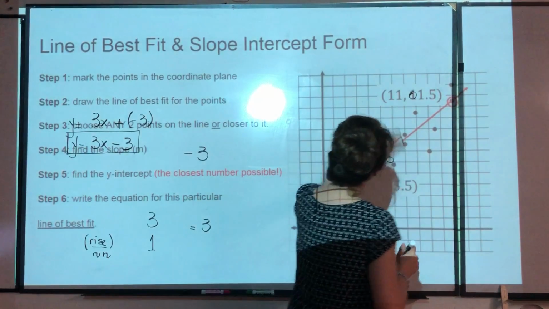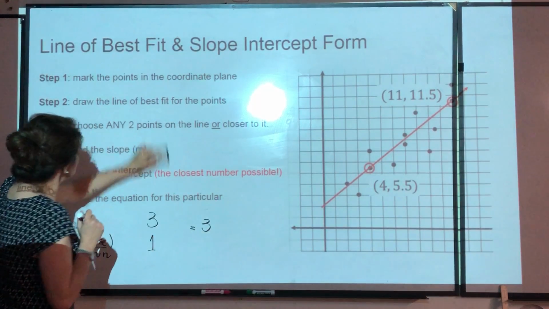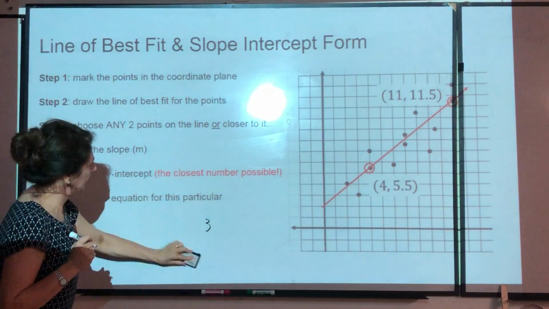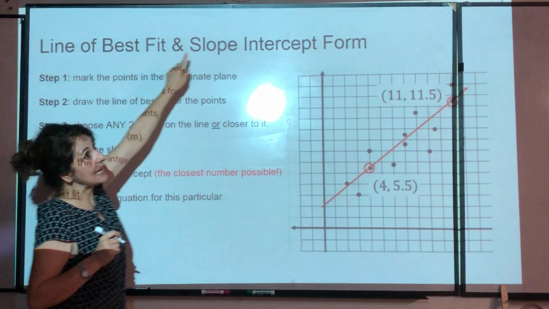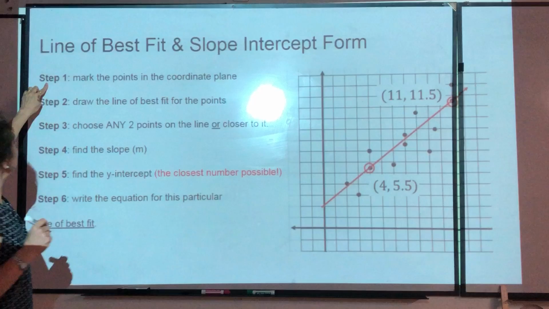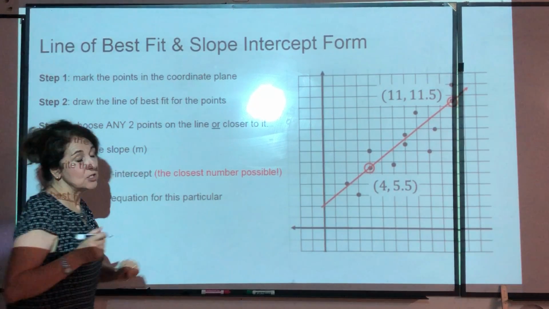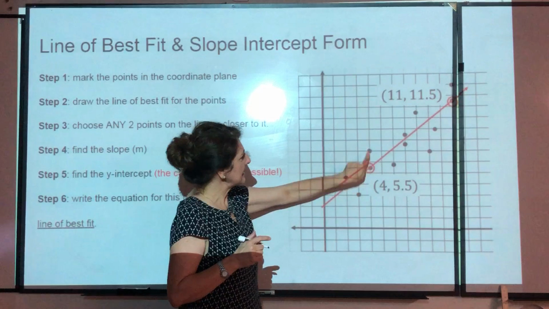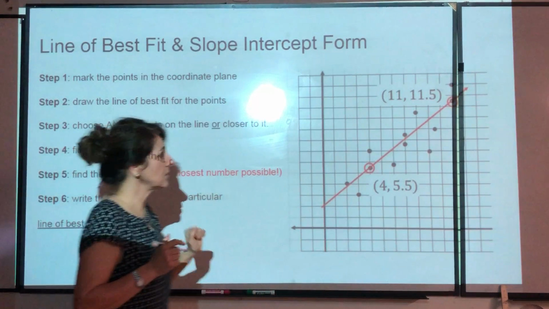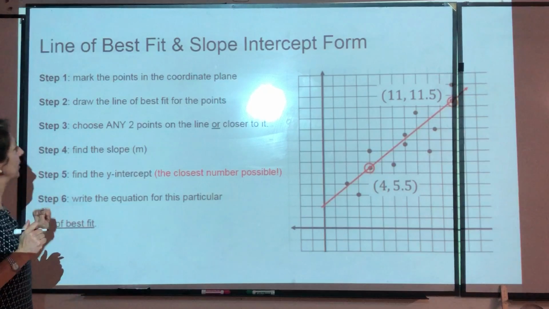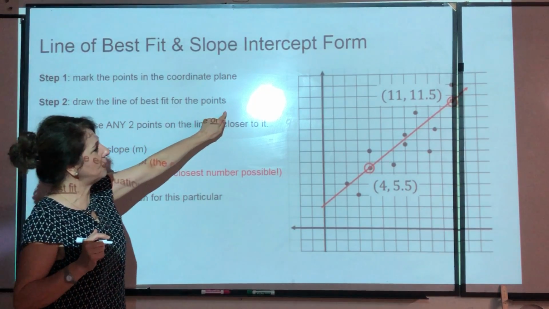Let me erase the information I have here so we can see it very well. All right, so lines of best fit and slope-intercept form. Step 1, mark the points in the coordinate plane. The points were given, the scatter plot was done, so those points are already there. And then draw the line of best fit for the points.